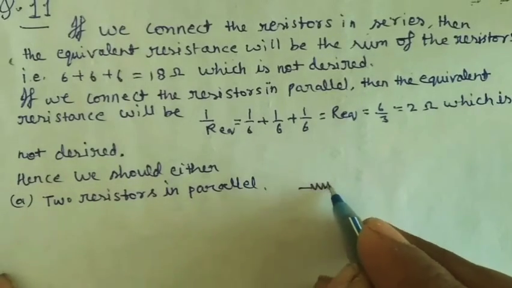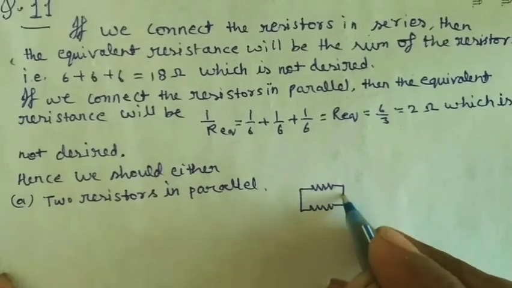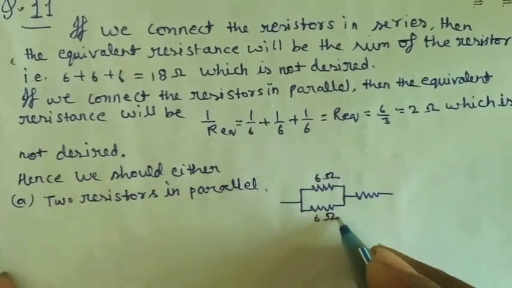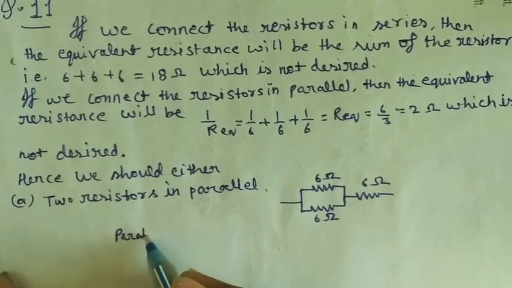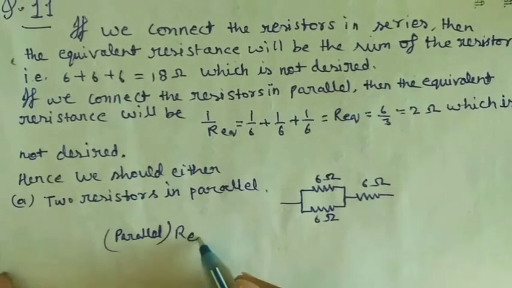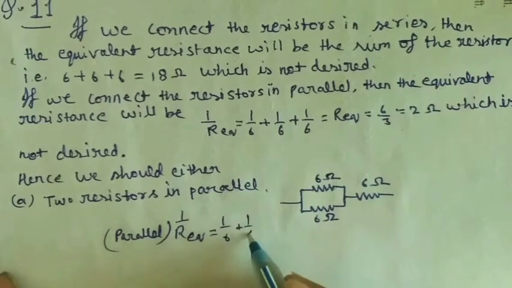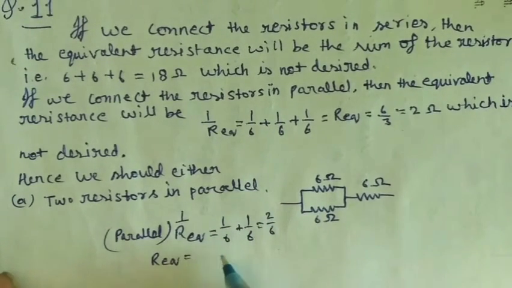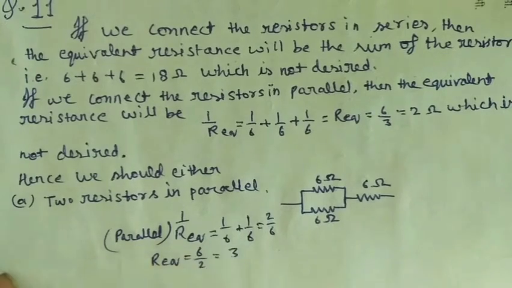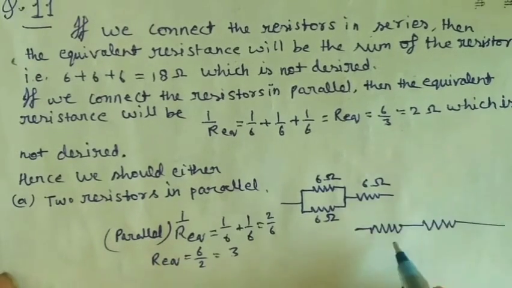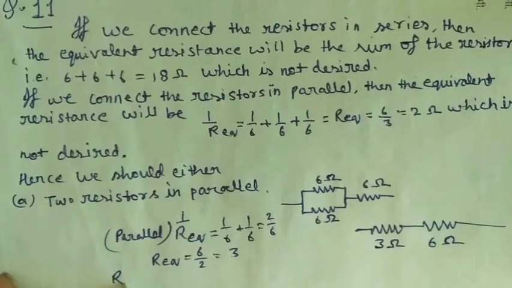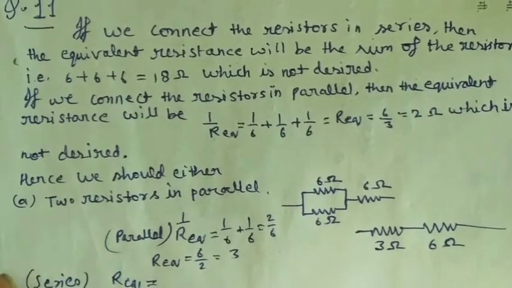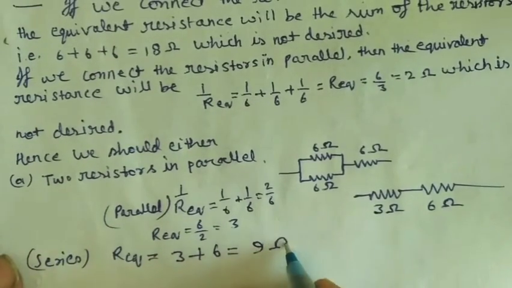तो 6 ओम के रजिस्टर्स पैरेलल में हैं, दोनों पैरेलल रजिस्टर्स एक 6 ओम रजिस्टर के साथ सीरीज में है. पैरेलल कॉम्बिनेशन 1 by R equivalent is equal to 1 by 6 plus 1 by 6 is equal to 2 by 6. R equivalent is equal to 6 by 2 is equal to 3 ohm. 3 ohm 6 ohm रजिस्टर के साथ सीरीज में है. इन सीरीज कॉम्बिनेशन R equivalent is equal to 3 plus 6 is equal to 9 ohm. फर्स्ट पार्ट कंप्लीट.